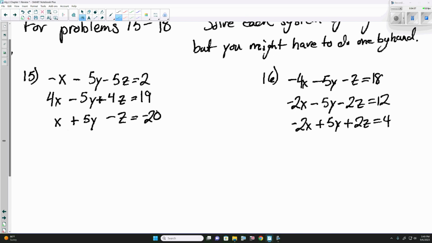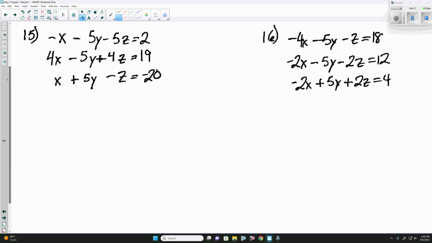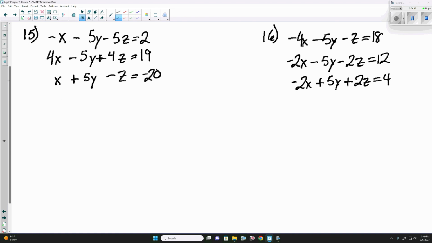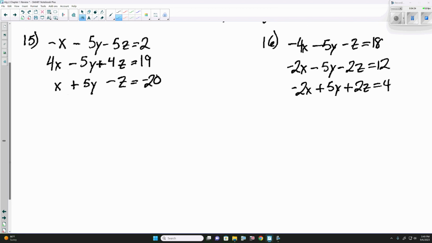For problems 15 through 18, solve each of the following systems of equations by any method. Now, you don't necessarily have to do one by hand. That was for the bonus on previous tests. It's not for this one here. It may be included later, but this test for 2023, it will not have it. So we could do these by hand.